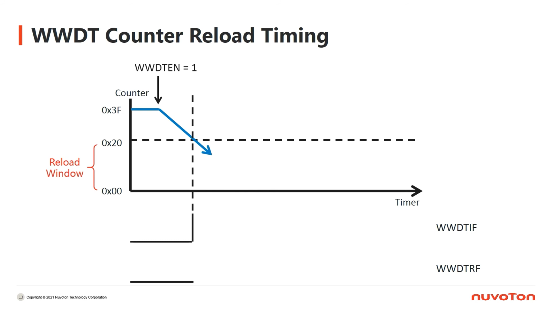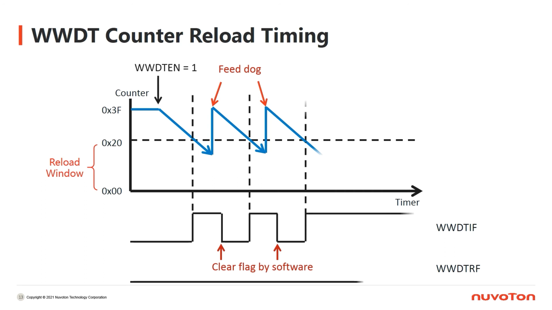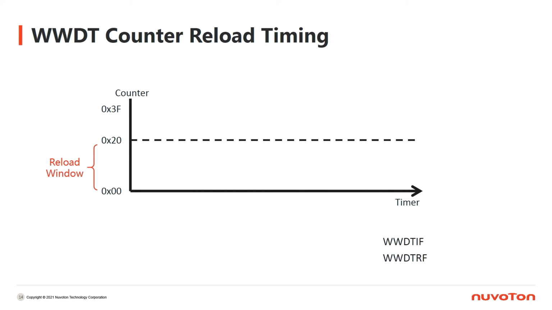If feed-dog happens in the window, it will clear WWDT IF flag and reset the counter to hex value 3F. It continues periodically and the second feed-dog does the same thing. If feed-dog doesn't happen and the counter reaches 0, WWDT RF flag will be raised and a reset will be triggered afterwards. In this example, we're going to show you how WWDT handles if feed-dog happens outside the window.